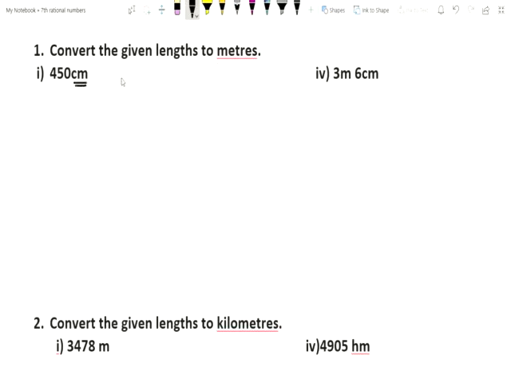First you should write the order: kilometer, hectometer, decameter, meter, decimeter, centimeter, millimeter. So centimeter to meter, because centimeter is the smaller unit, meter is the larger unit. Smaller to larger we are going to convert. So smaller to larger we want to divide.